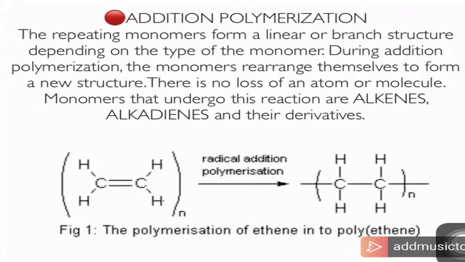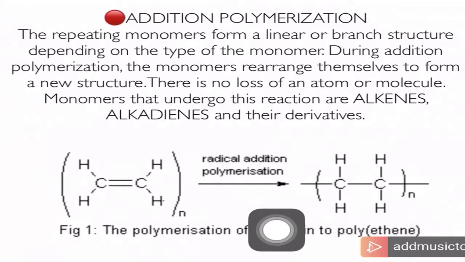As the name suggests, addition polymers form when an addition reaction occurs. It is also known as a chain growth reaction. The repeating monomers form a linear or branched structure depending on the type of monomer. During addition polymerization, the monomers rearrange themselves to form a new structure, but there is no loss of an atom or a molecule. Figure 1 shows an example of polymerization of ethene into polyethene. The double bond between two carbons in ethene enables the molecule to form a longer chain.